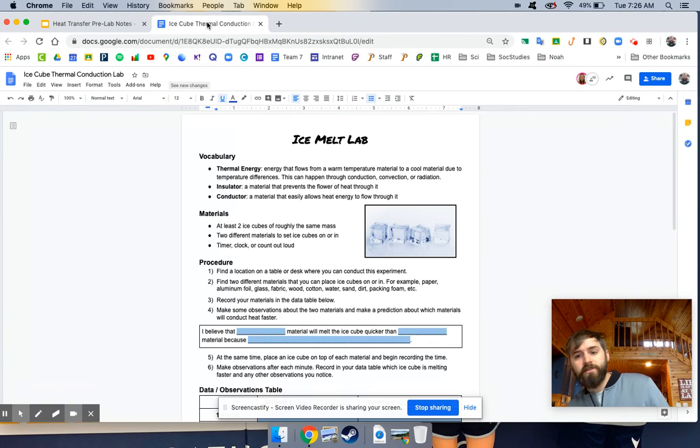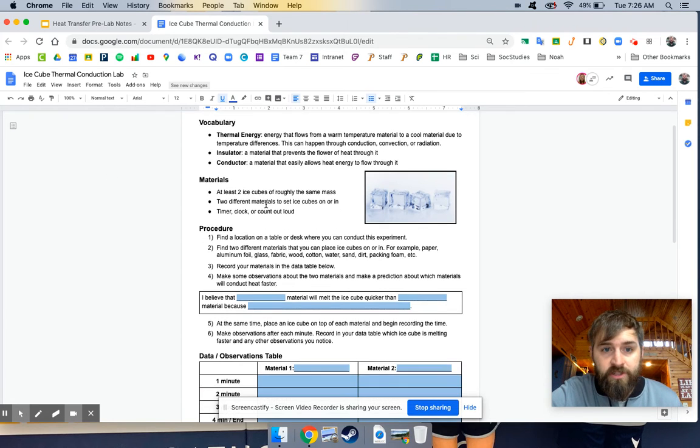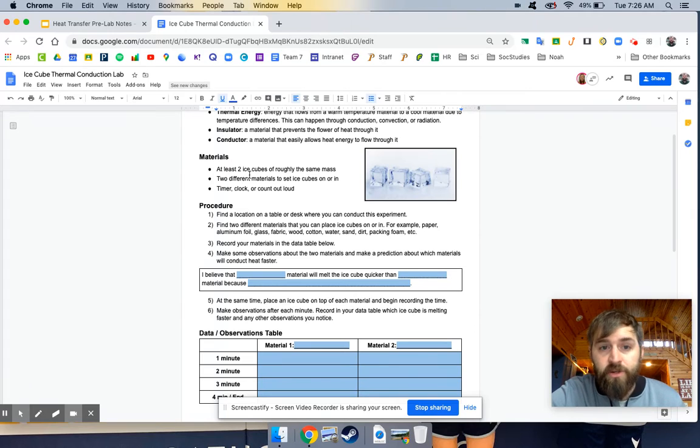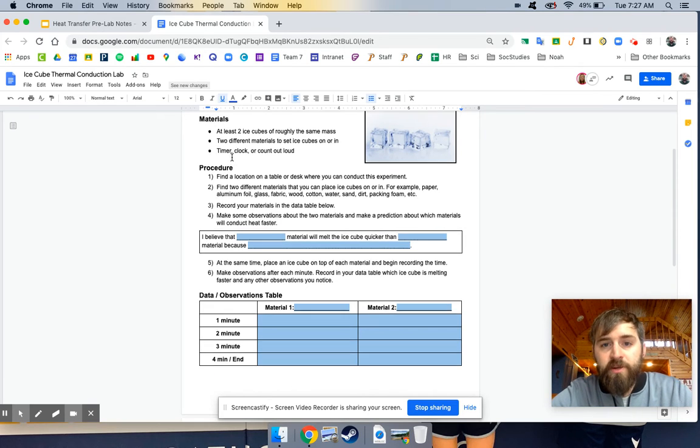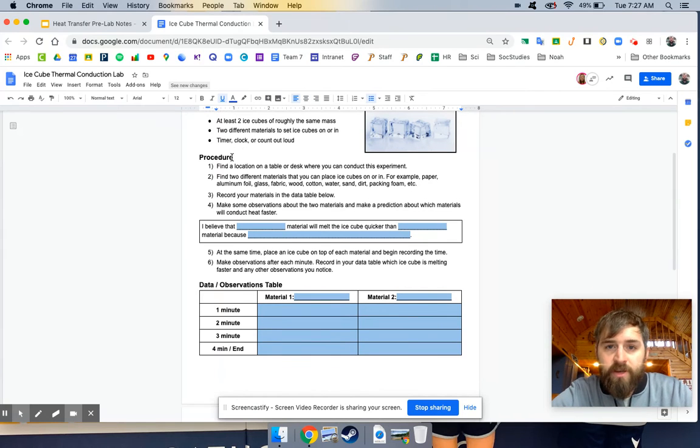I'm going to post this and give you your own copy of it. There's not much to do. There's the vocabulary here that we just talked about, and the materials that you need: two ice cubes of roughly the same mass, two different materials to set the cubes on, which I'll go over with some of the examples that I have, and some sort of timer or clock. It could be on your phone or anything where you can keep track of time. Basically you're going to get a couple of different materials and put the ice cubes onto the materials to see which material conducts, or transfers, the heat quicker.